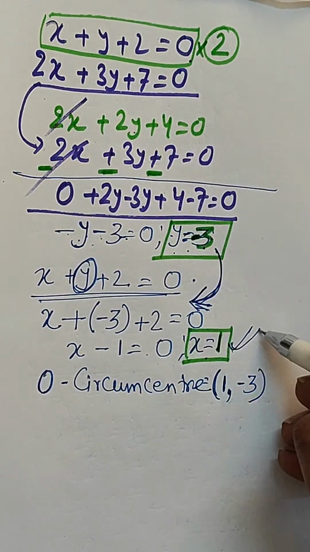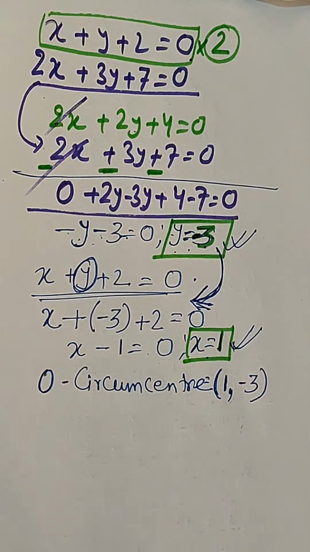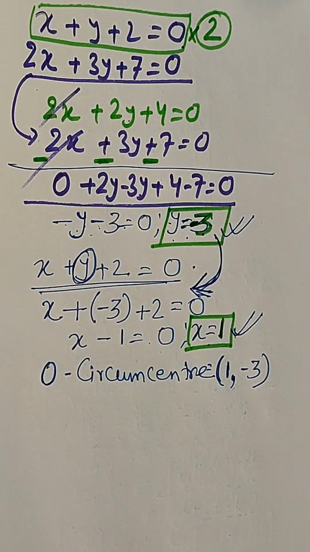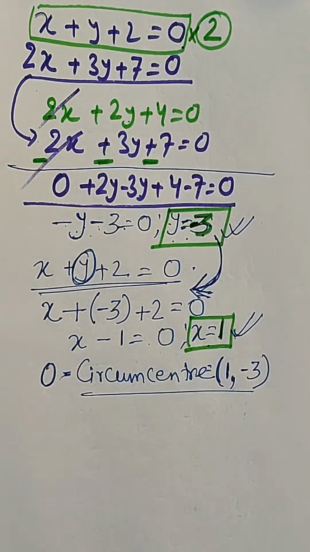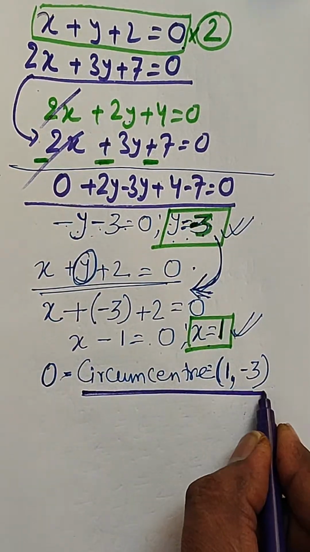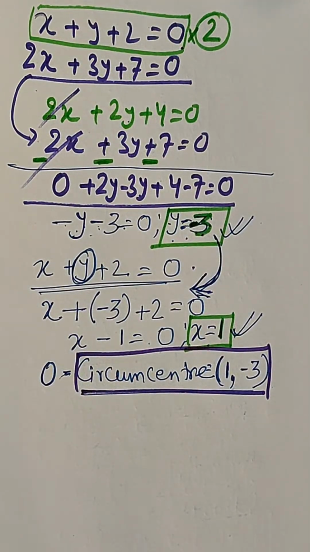You can see this is abscissa and this is ordinate, right? 1 and minus 3 is the value of the coordinates of this circumcenter. So this is solved, my dear friend, right? Circumcenter we have calculated, right? Now let us find out the circumradius.